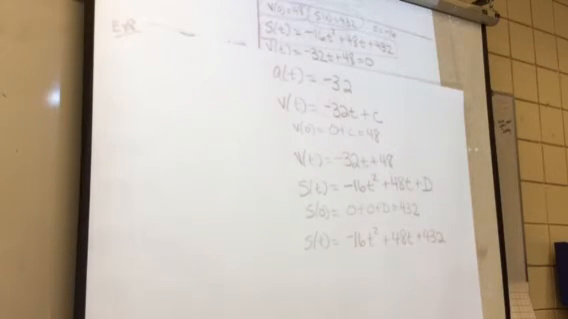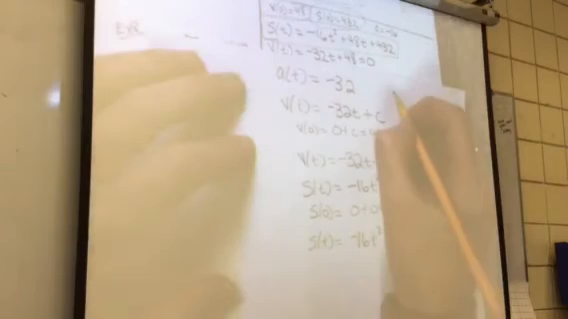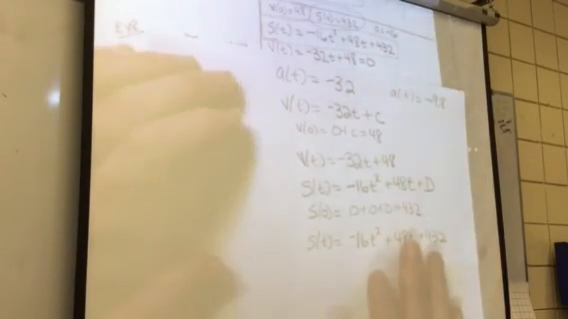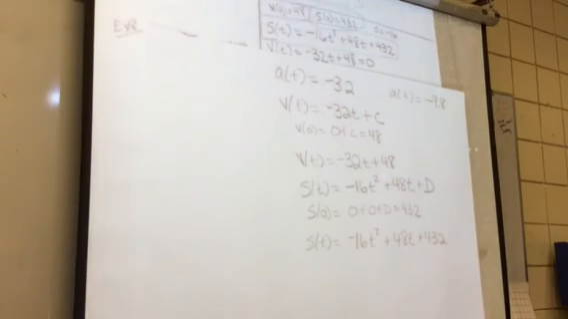What's the one for meters? Is it 9.8? Acceleration due to gravity is negative 9.8 if you're talking about meters per second squared.